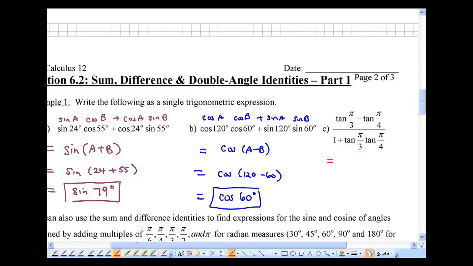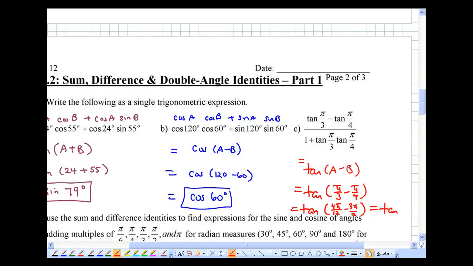Tangent. So once again, go back to the first page and look at where this ugly expression is. I'll tell you that this looks like one of those difference identities. Since it involves tangent, it's probably the difference in tangent. So A minus B, that's tangent of pi over 3 minus pi over 4. And by the way, we need the same denominator. 4 pi minus 3 pi. So how about tangent? 4 minus 3 is just 1, so pi over 12. There you go.